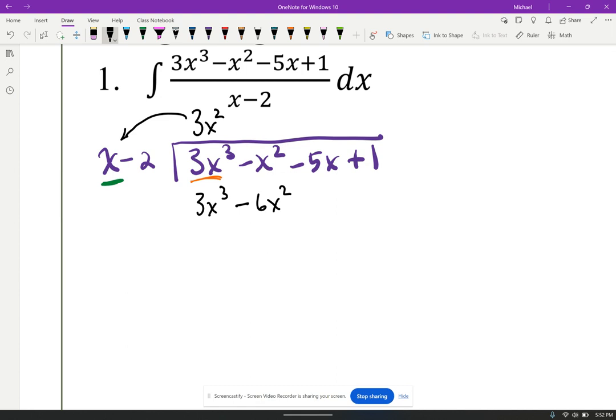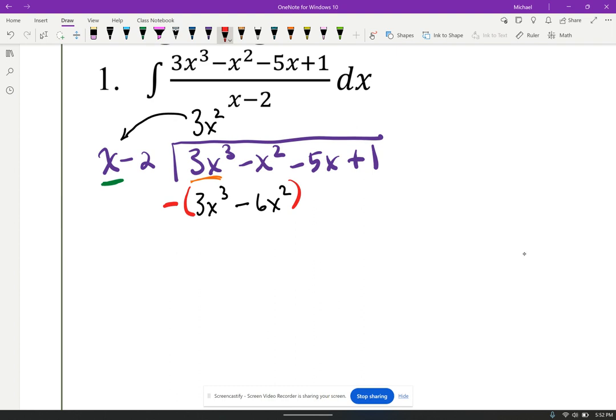So the first part is I'm always looking to find what times the first term gives me that first term that I'm working with. And then I distribute and multiply that times the second term to give me the second term. Now here's the part that sometimes trips people up. We have to subtract this whole thing.